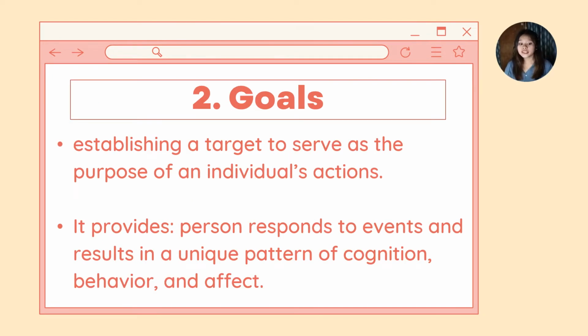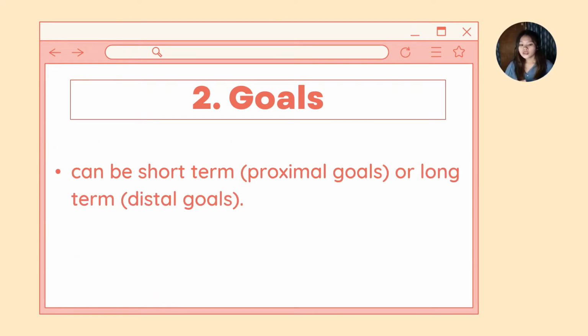This is also included in academic motivational components because in general terms it is a target that someone is trying to reach. They envision, plan, and commit to actions to achieve those goals. Goal setting involves establishing a target to serve the purpose of an individual's actions. It also provides a framework within which a person responds to events and results in a unique pattern of cognition, behavior, and effects. Goals can be short term or long term.